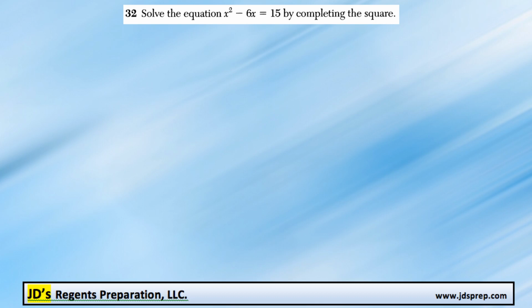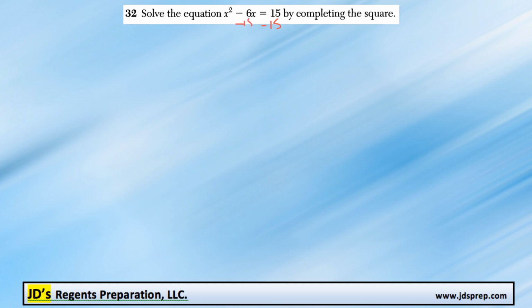This is problem number 32 from the August 2017 Algebra Regents exam. In this question, we're trying to solve the equation by completing the square. So we're going to start off by getting everything over to one side of the equation, and we can just do that by taking away 15 from both sides.